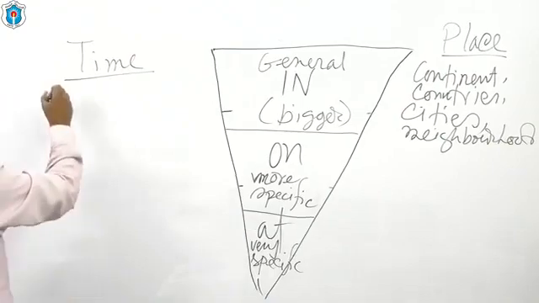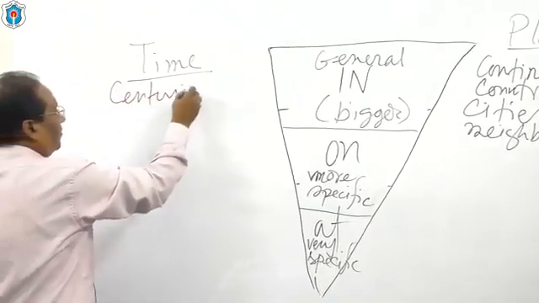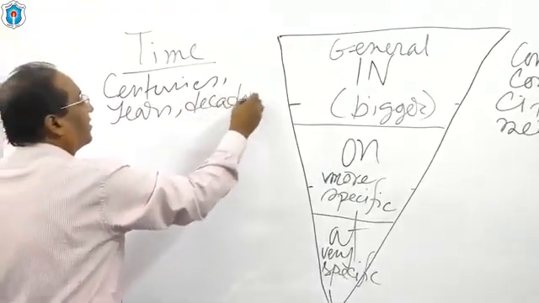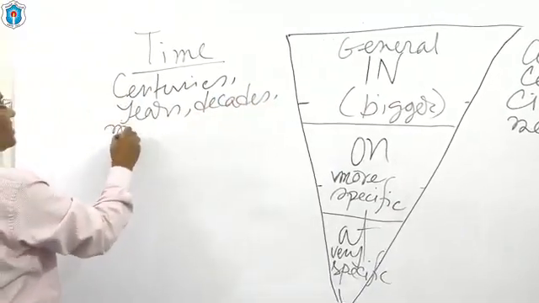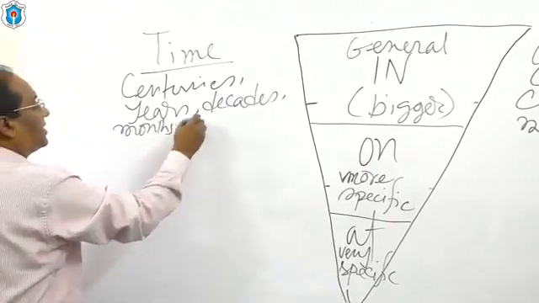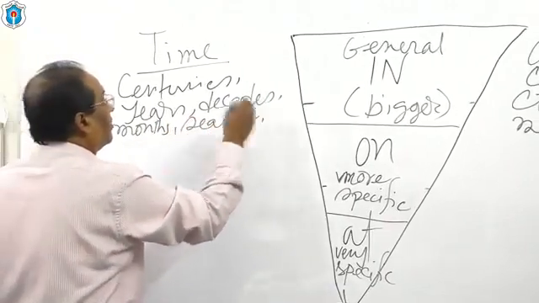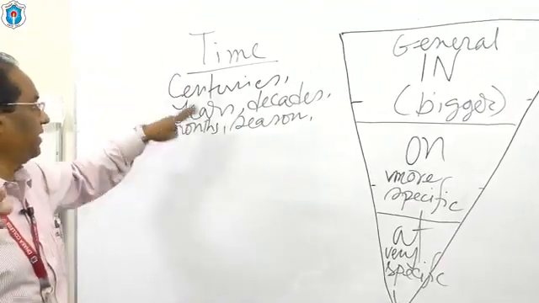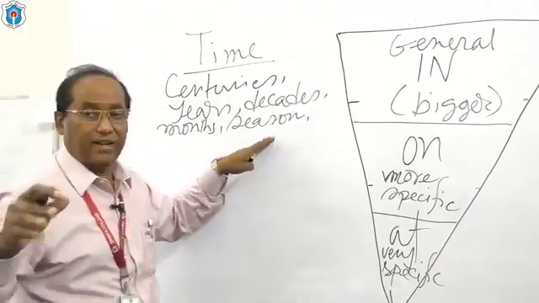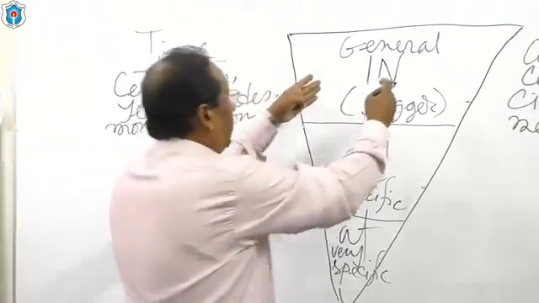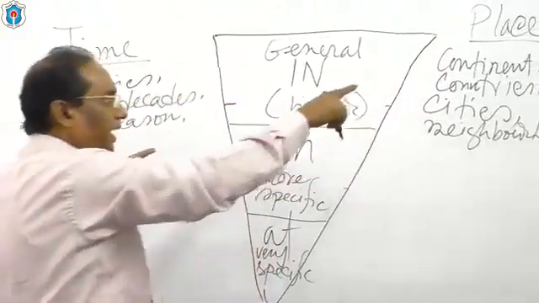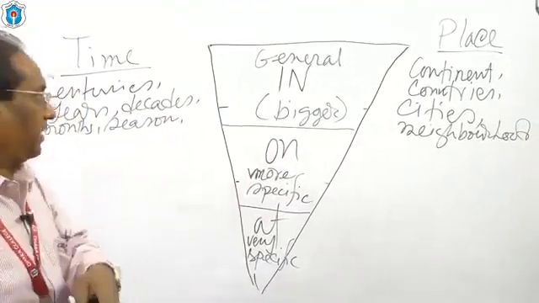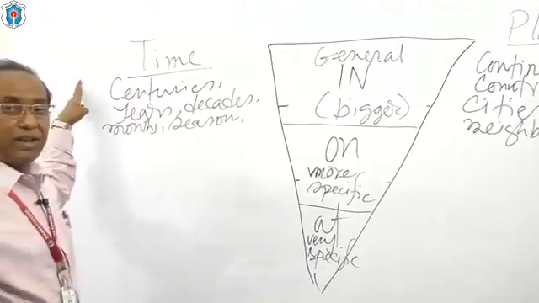Now centuries, years, decades, months, season. So all these are longer periods, centuries, years, decades, months, season, and so on. Okay, so in case of place it means the biggest or most spacious locations and places, and in case of time it also means the longest time.